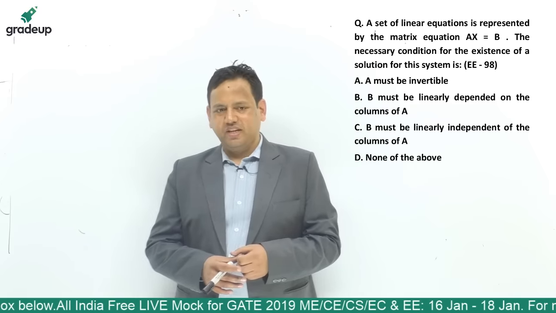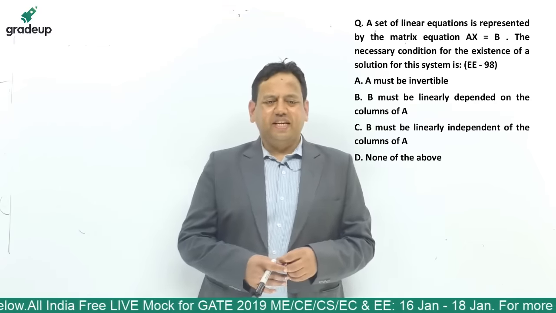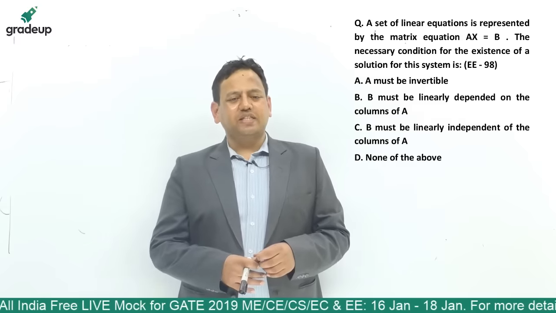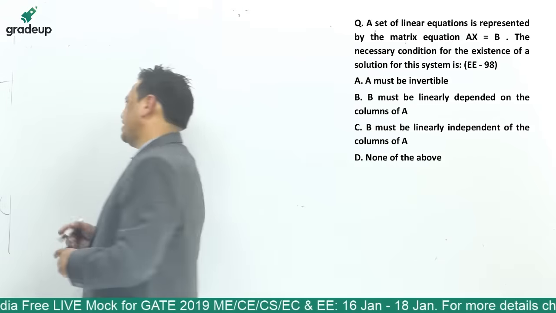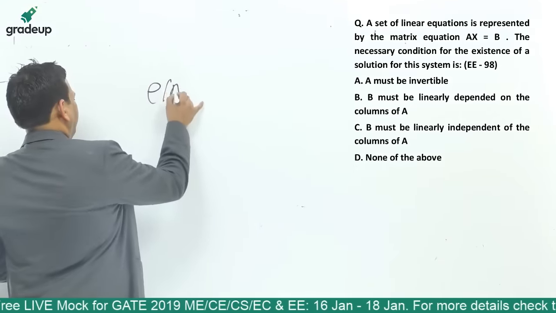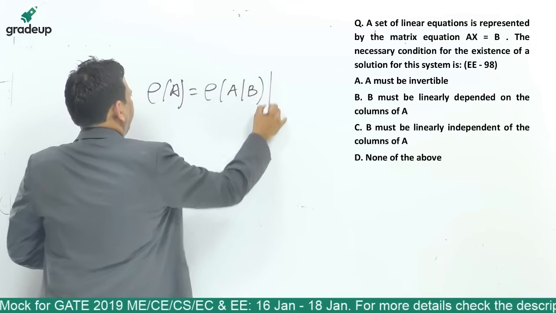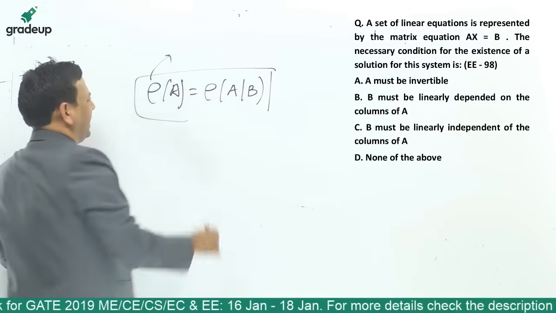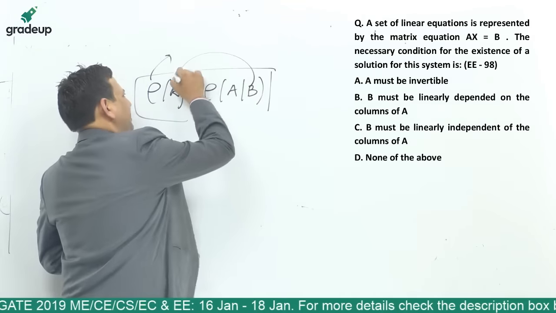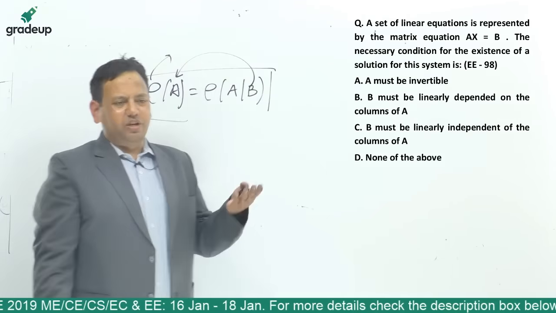C. Now read. Whenever they say the necessary condition for existence of solution, they are talking about rank of A equal to rank of AB. Now, if their rank is equal, it means B must be a dependent vector on A. So B is the correct answer.